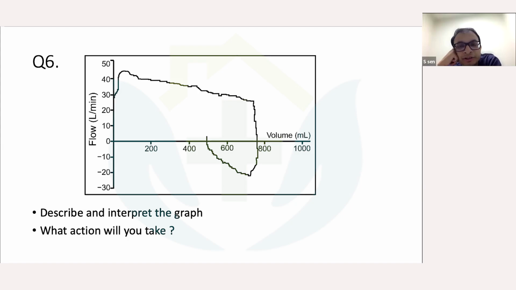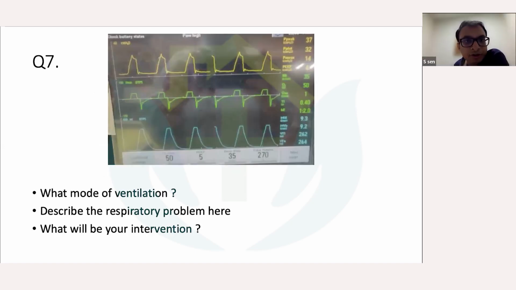How will you confirm whether it is a leak or not, and from where it is leaking? First of all, I will check the ET tube cuff, if there is a leak from there or not, and I will inflate it. If everything is okay, I will go back to the circuit. So I will exclude it place by place.